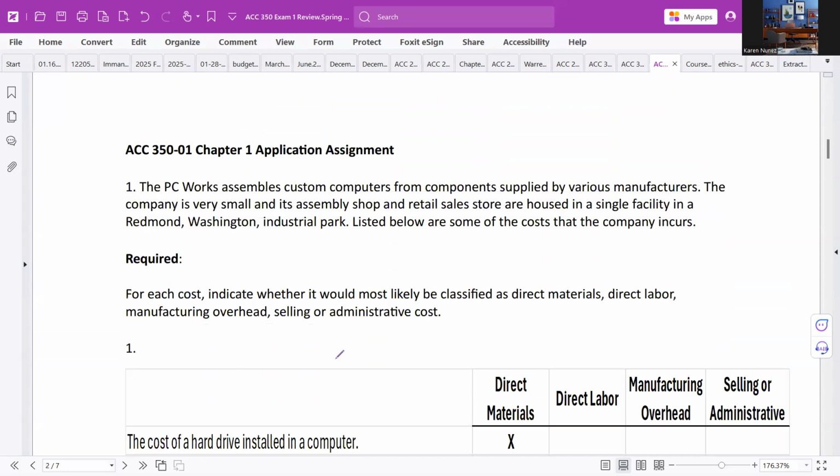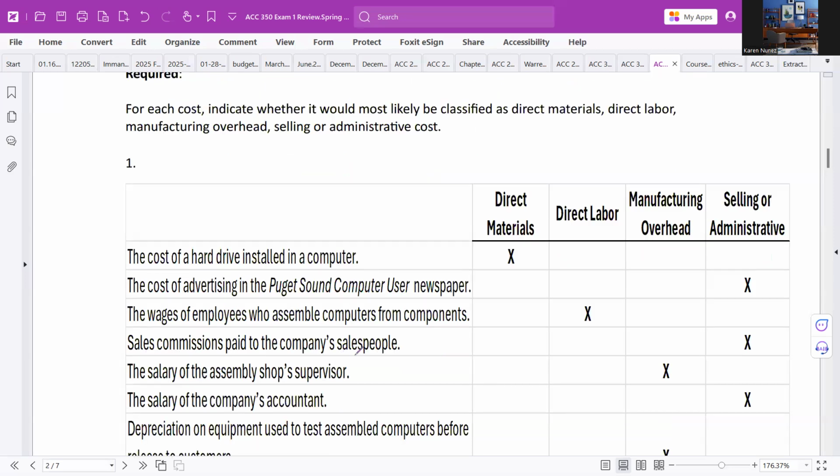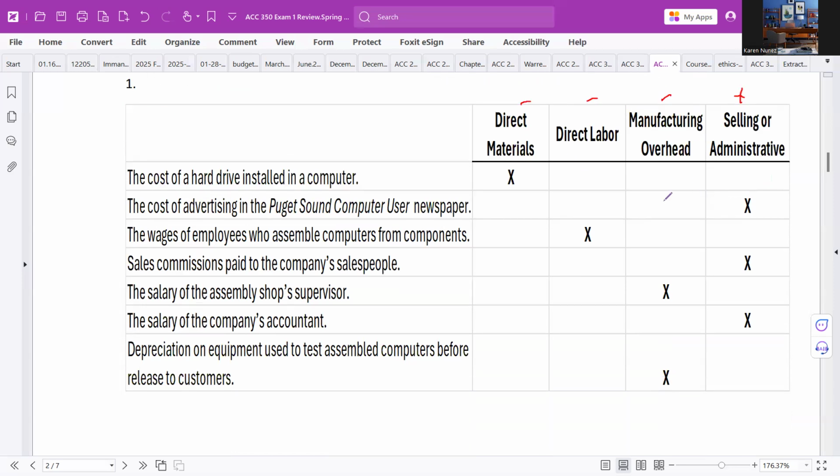So in looking at the application assignment, you do want to make sure that you can classify costs as either product costs, the materials, the labor, and manufacturing overhead, or period costs, which would be everything else, everything non-manufacturing related. And the key to the direct costs is that they're traceable. The materials are traceable to the cost object, to the computer. The labor is traceable to the cost object, and it's that touch labor.